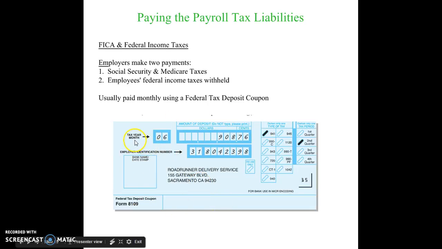So in this illustration, we have the tax year month. In this case, it's June. The amount, the employer identification number, the type of tax, and the quarter of the period in which the tax is going to be paid. And then here is the name of our business. We are the Roadrunner Delivery Service with our address. So this is a coupon that is used to determine how much of our liability has to be paid based off of that quarter, that month, that pay period's payroll taxes.